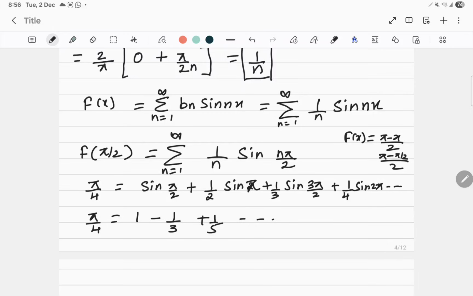So I hope you understood the concept. In my next video, I will do a few more practice questions. And after that, in the next video, I will explain minus pi to pi.